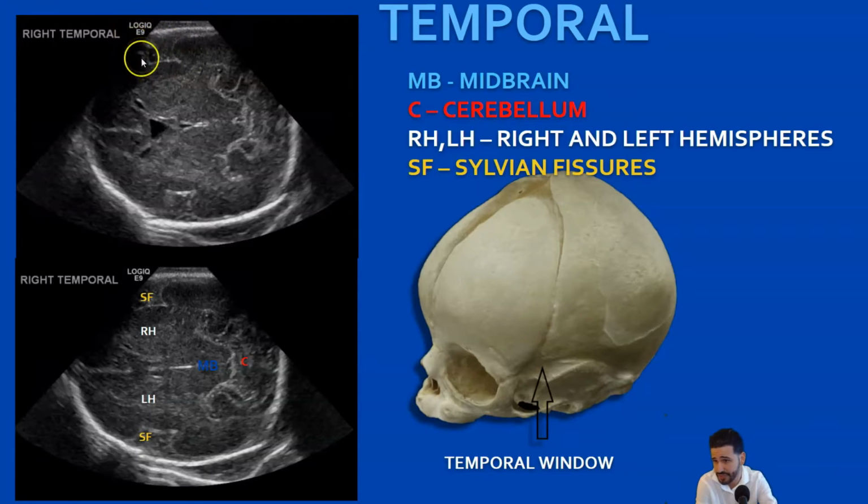So you can see the Sylvian fissures right here, the lateral sulcus. Here you've got the CSP, lateral ventricles, interhemispheric fissure, a little bit of the cerebellum, and midbrain. And you've got a little bit of 3rd ventricle as well.